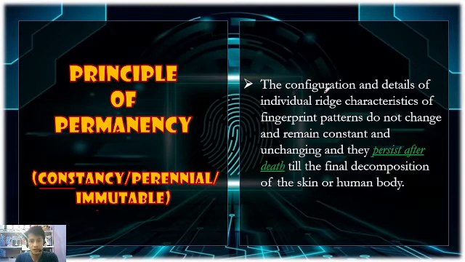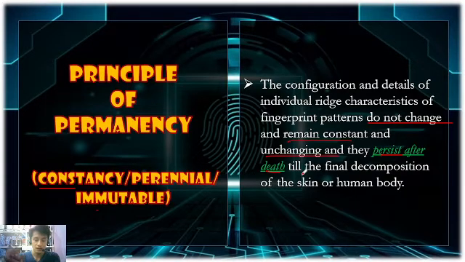So, it says that the configuration and details of individual ridge characteristics of fingerprint patterns do not change. They remain constant and unchanging, and they persist after death, or until the body decomposes. Still there's still the formation. That's why we have post-mortem fingerprinting, because we can still identify a person through the fingerprint even after he has died.